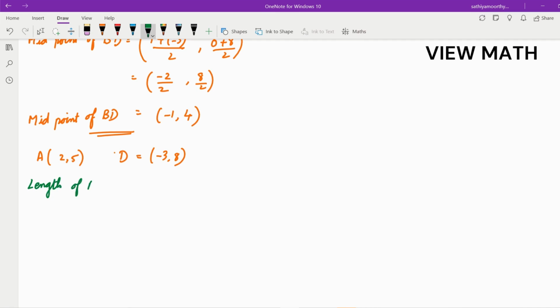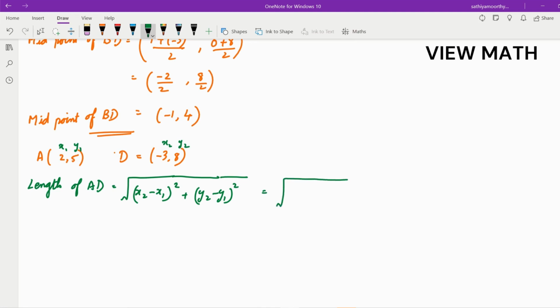Length of AD is equal to square root of the formula (x2 minus x1) the whole square plus (y2 minus y1) the whole square. So let me substitute. This is my x1 y1 and this is x2 y2. Let me substitute it. So if I substitute, x2 is -3, x1 is -2, the whole square, plus y2 is 8 and y1 is 5, the whole square.